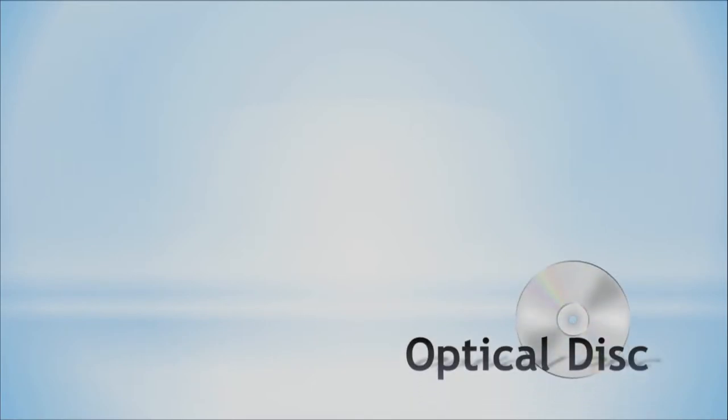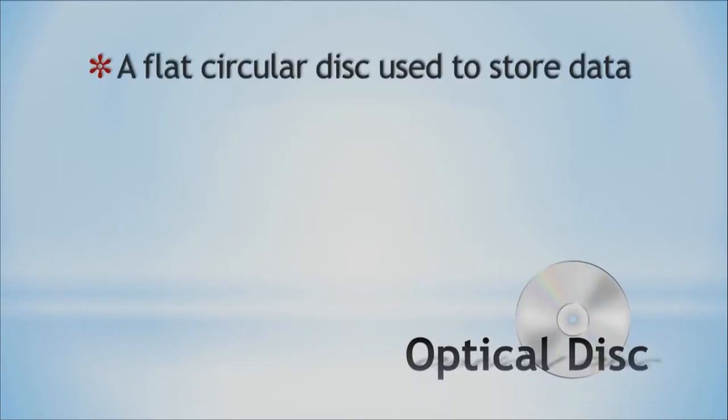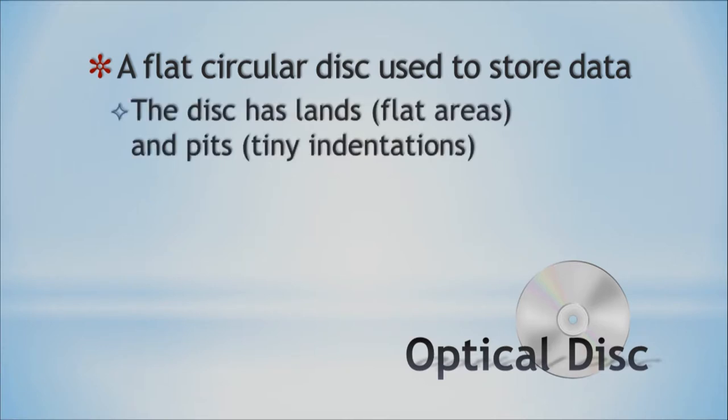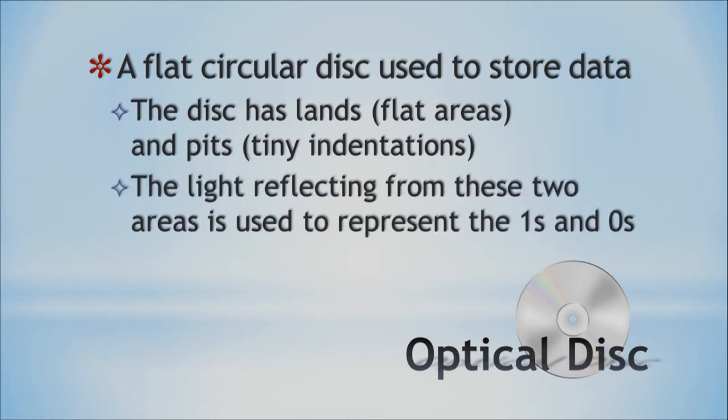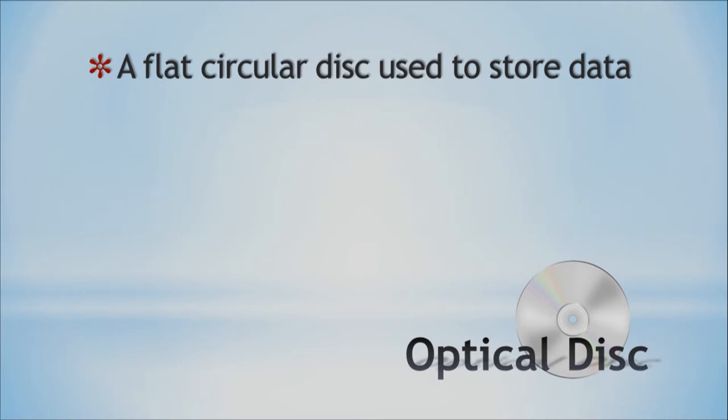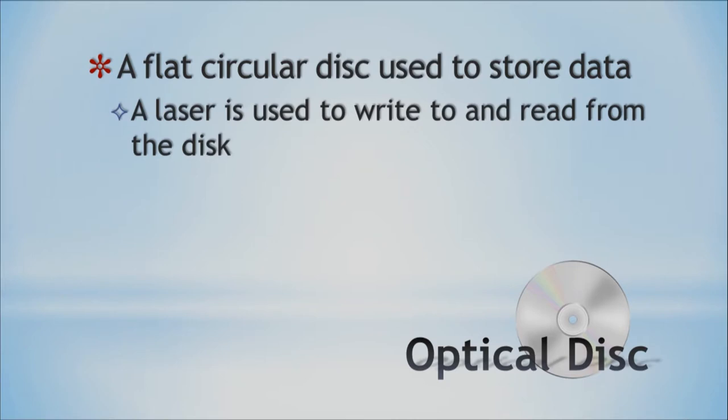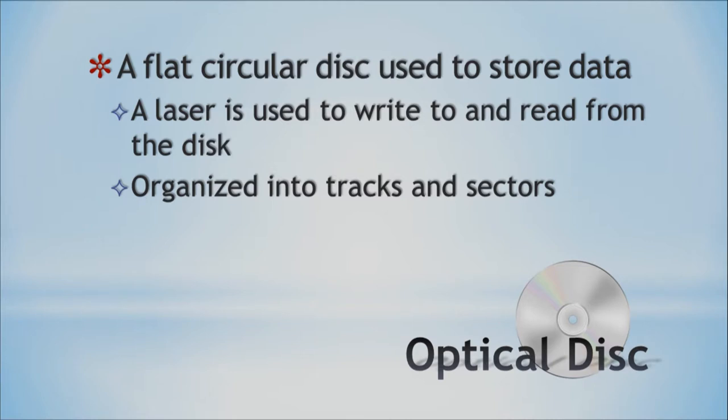And we also have optical disks. So it's just a flat, circular disk that's used to store data. They have these flat areas called lands and these indentations called pits. Depending on the light reflected from those two, that represents the ones and zeros. You have a laser that's used to read and write from the disk, and it's also organized into tracks and sectors. We don't have a cylinder because there's just one disk.